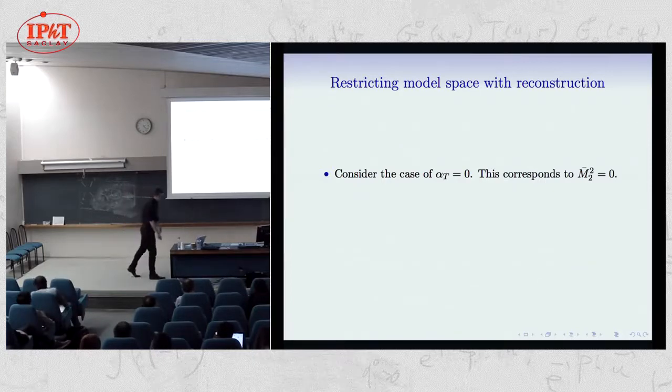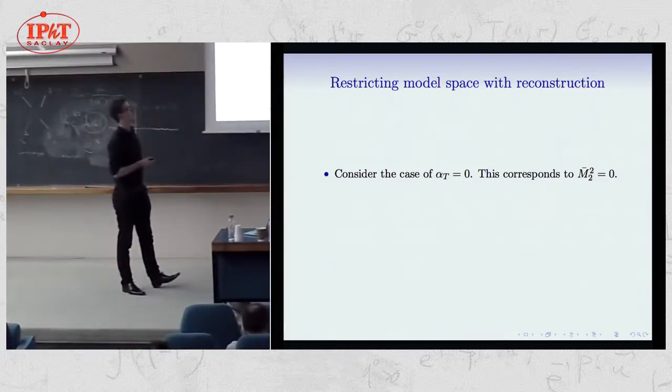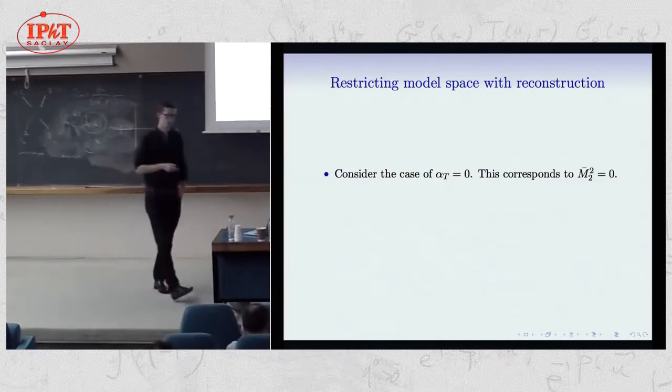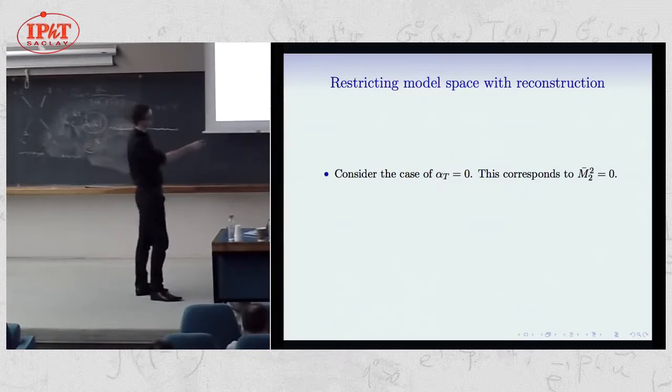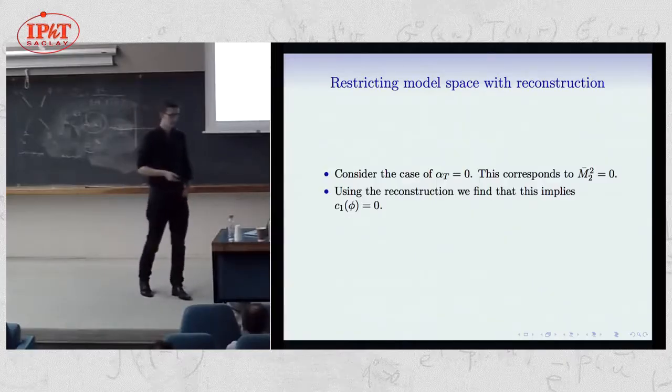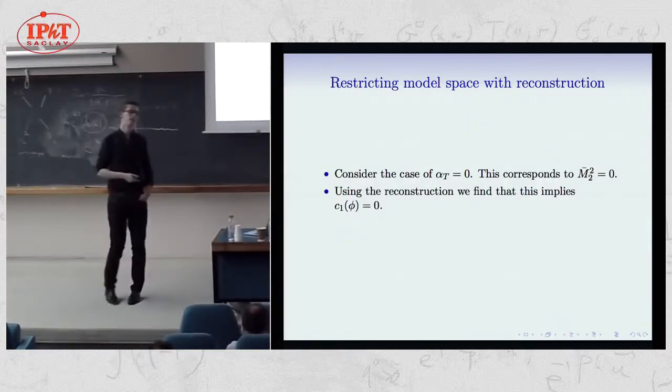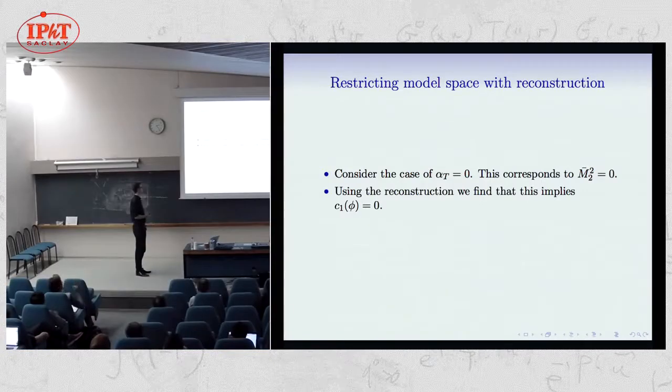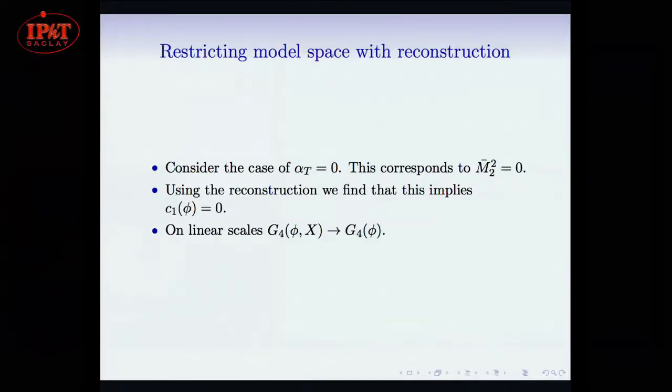So, further applications. If, for example, the speed of gravitational waves was measured to be very close to the speed of light, so you can say alpha t equal to 0. From the inversion, you can say that this parameter here must be equal to 0. Plugging that into the reconstruction, you find that this C1 term here must be equal to 0. No, it was C1. C1 was in G4, so it was C1x in G4. So this is your x dependence in G4. So you can say that on linear scales, this G4x must just be a function of phi.